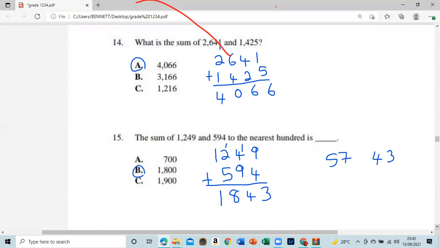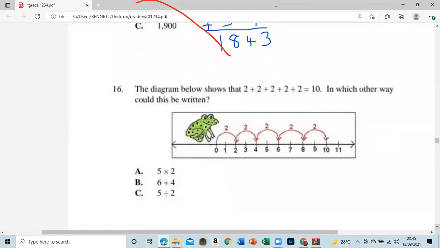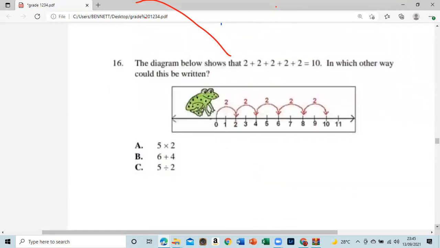Let's move on to number 16. The diagram below shows 2 plus 2 plus 2 plus 2 plus 2 is equal to 10. In which other way could this be written? How could you get 10? Is it 5 times 2, 6 plus 4, or 5 divided by 2?